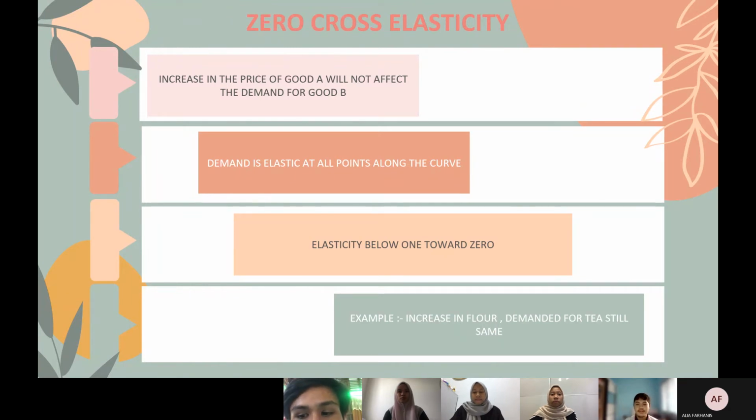Demand is elastic at all points along the top half of the curve. Unit elastic exactly halfway along the curve. Along the bottom half, inelastic, below 1 towards 0. For example, an increase in the price of flour, demand for tea is still the same. Okay, we continue with Alia.